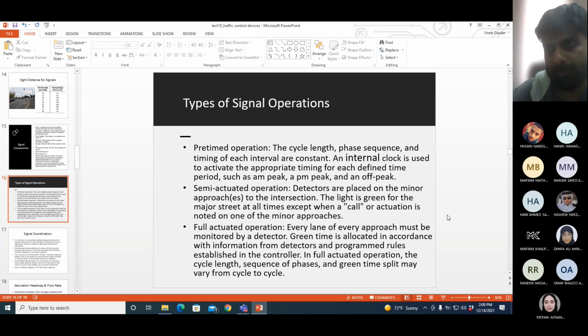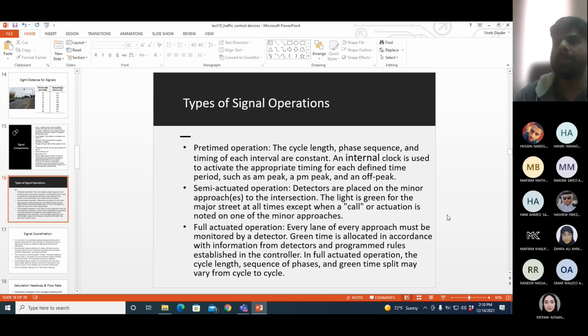Okay, so even with pre-timed signals, we prepare and program 3 different timing plans, 3 sets of timings for the signal. One for AM peak hour, one for PM peak hour, and one for off-peak hours. Okay, AM means traffic in the morning, PM means heavy traffic in the evening, and off-peak means the rest of the times of the day.